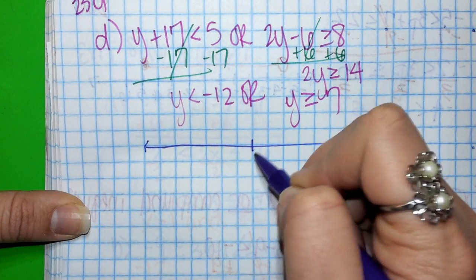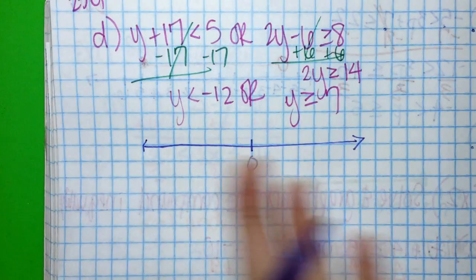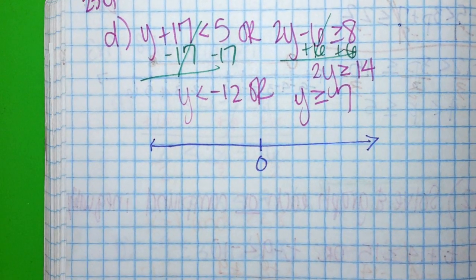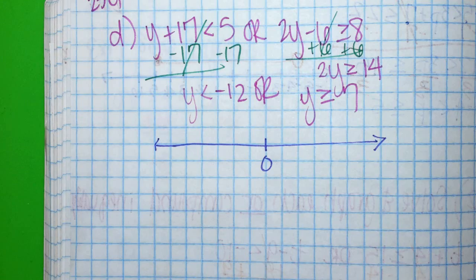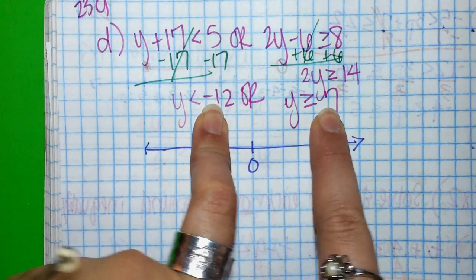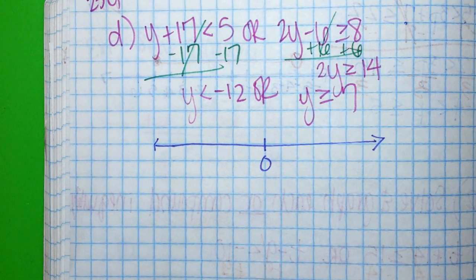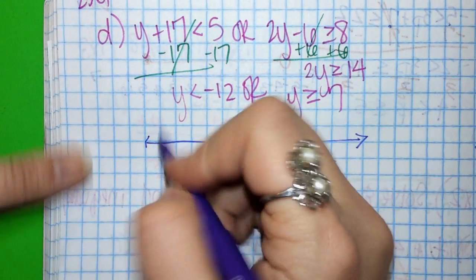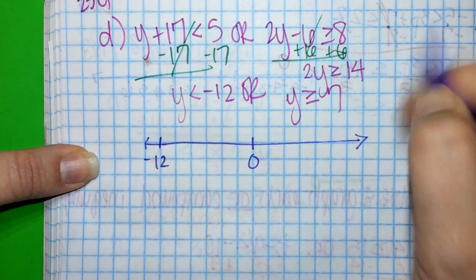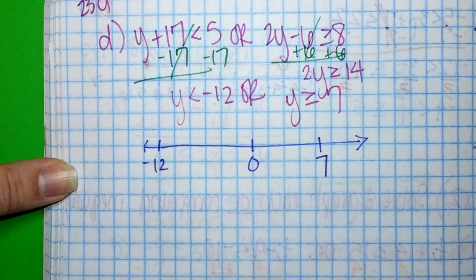Alright, so Miss Flocker noticed that when you guys were walking around that some of us were running out of room to graph. Because we have such large numbers on opposite sides of the graph, you can just put 0 in the middle. And then she suggested that we put negative 12 here, 7 here, and boom.